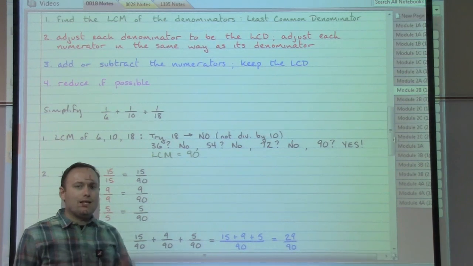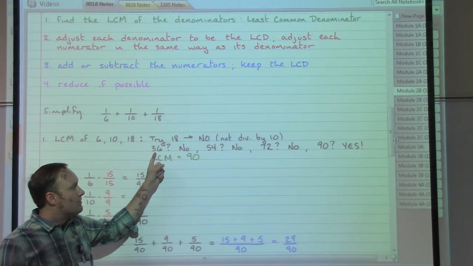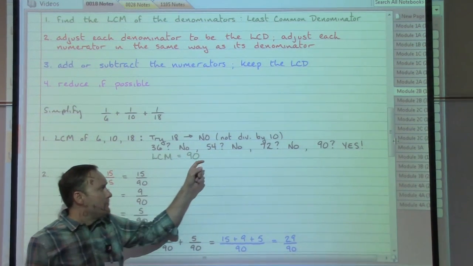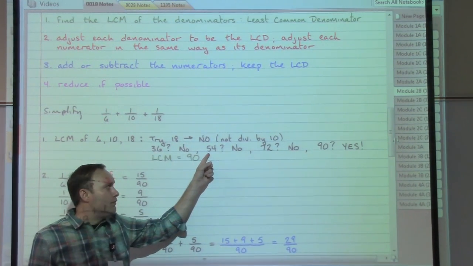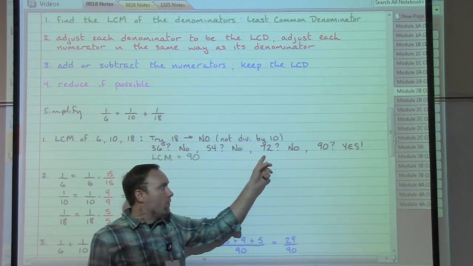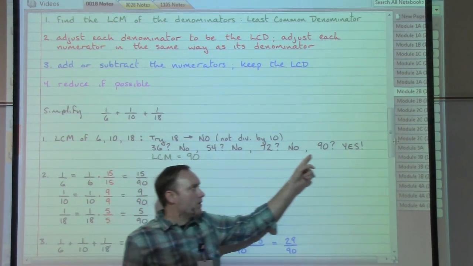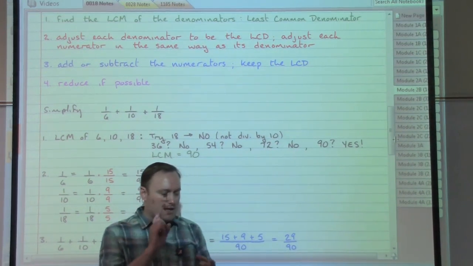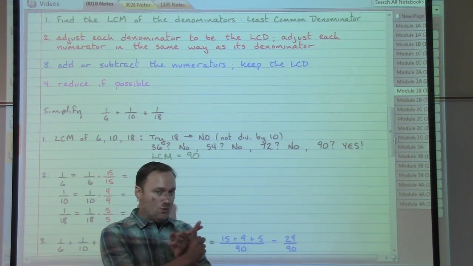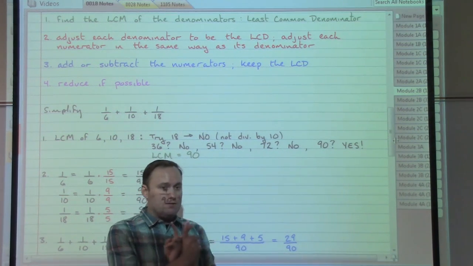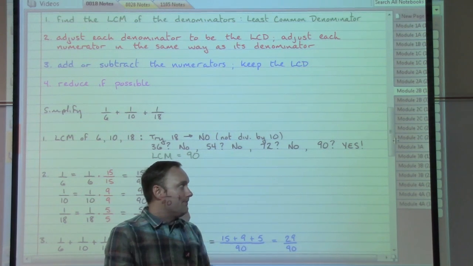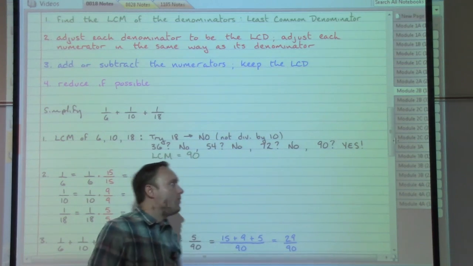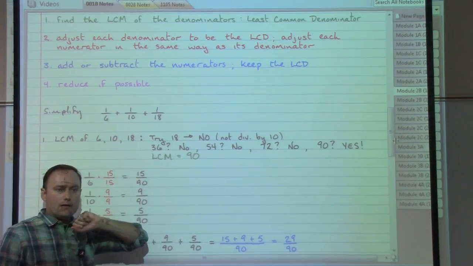Let's take the 18, let's bump it up. 2 times 18 is 36. 36 still doesn't work with that 10, so I bump it up again. 3 times 18 is 54. 10 still giving me trouble. 4 times 18, 72. Still not working out. 5 times 18 gives me 90. Now we've got something that is built with the 18, so it works with that number. 90 is divisible by 6, so it works with that number. And finally, 90 is divisible by 10, so it works with that number. 90 is going to be our common denominator.